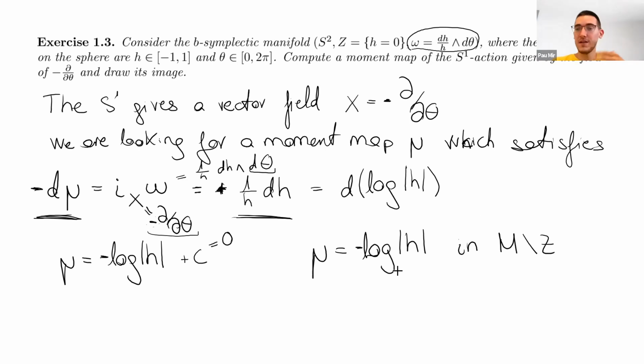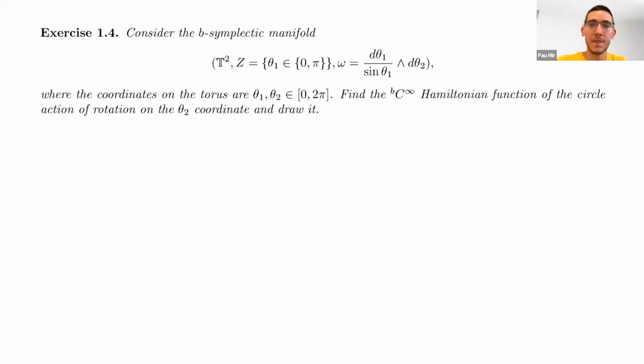Now the second part of the exercise, and maybe the most interesting part, the new thing. We know how to compute moment maps in symplectic geometry, but what happens in B-symplectic geometry when we want to draw this moment map, what is the aspect of this moment map? Pablo will do the same in the next exercise, and the idea will be the same. So we have this moment map. Sorry, this is the next exercise.